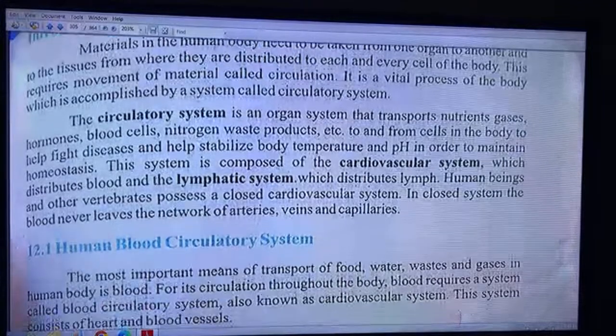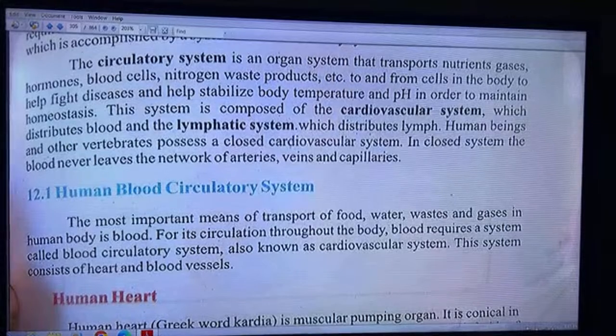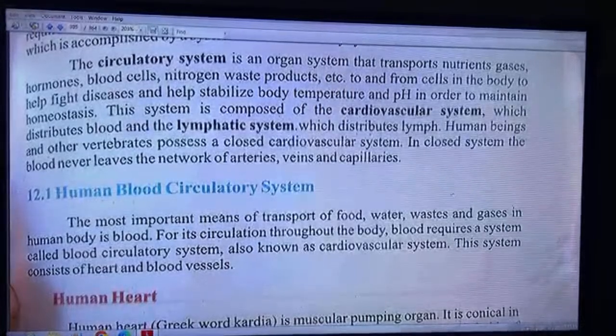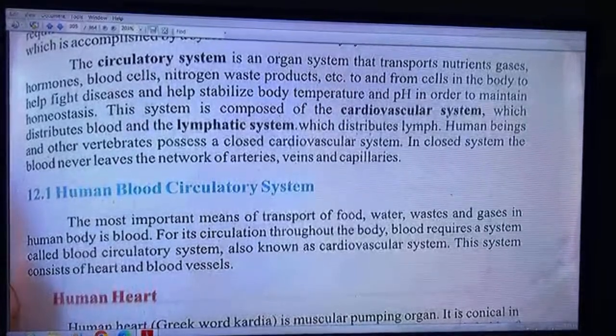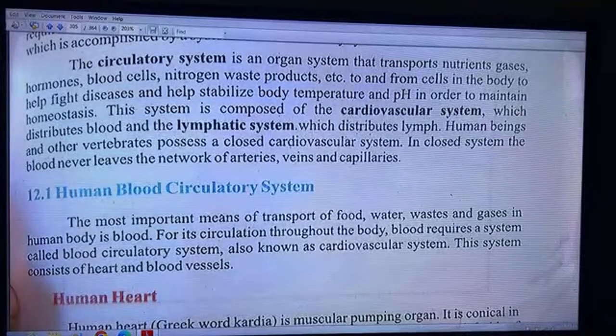The circulatory system is an organ system that transports nutrients, gases, hormones, blood cells, nitrogen waste products, etc. to and from cells in the body to help fight diseases and help stabilize body temperature and pH in order to maintain homeostasis.